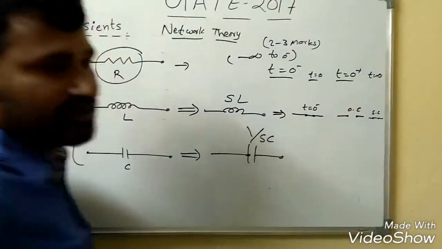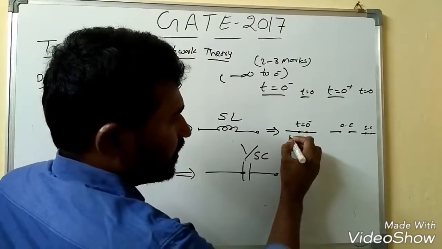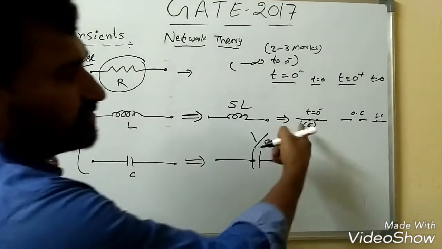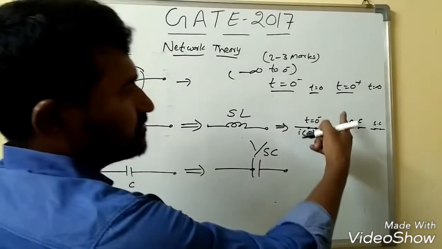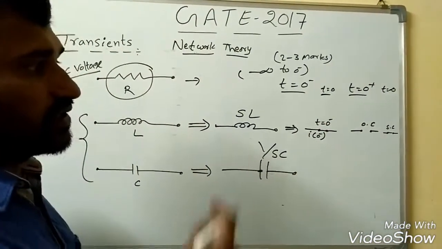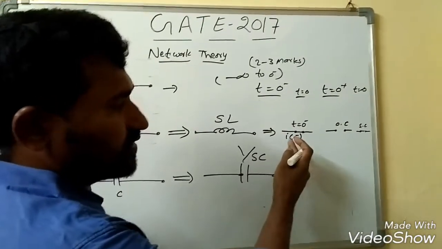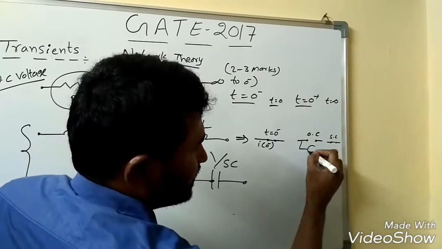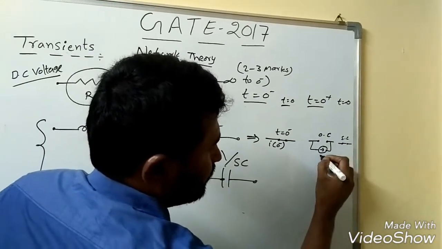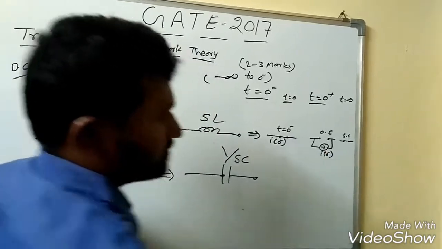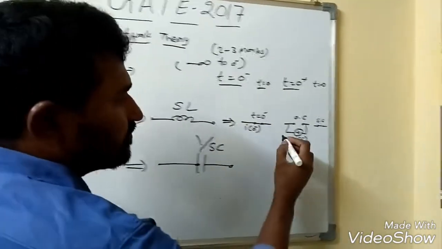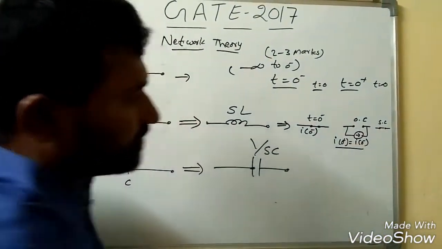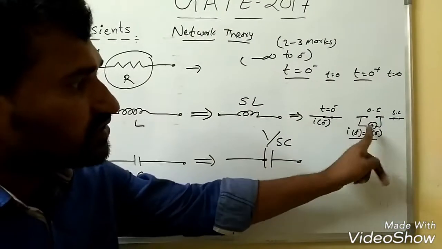But in these three cases, we need to see one more thing, that is I of 0 minus. That means this current is flowing at t equal to 0 minus or t equal to 0 plus. Now the current, whatever is stored, that should pass. So that means there will be a current source of I of 0 minus. That means at t equal to 0 plus, I of 0 plus is nothing but I of 0 minus, and the equivalent circuit is like this.